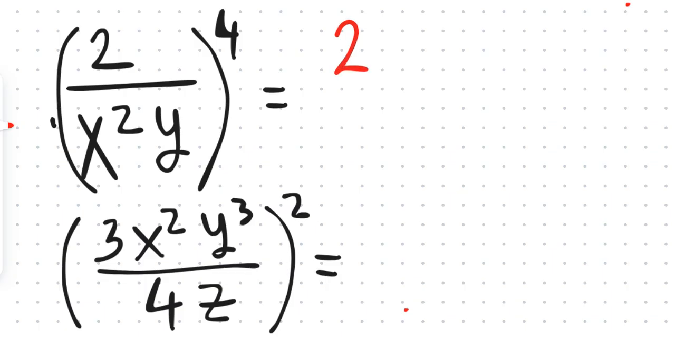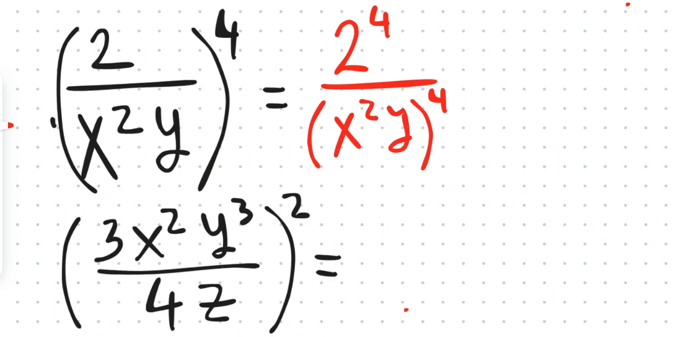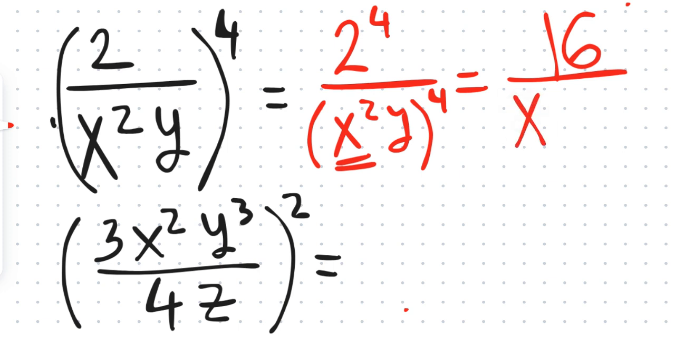First of all, we have 2 to the power of 4, no problem. Then in the denominator we have x squared y, but then everything to the power of 4. In our numerator, 2 to the power of 4, we can solve it. 2 to the power of 4 is 16, or you can keep it as 2 to the power of 4. That would be correct as well. Our denominator, x to the power of 2, and then to the power of 4, multiply the exponents, x to the power of 8. Y to the power of 4 will be y to the power of 4.